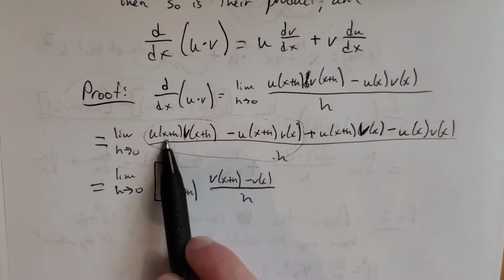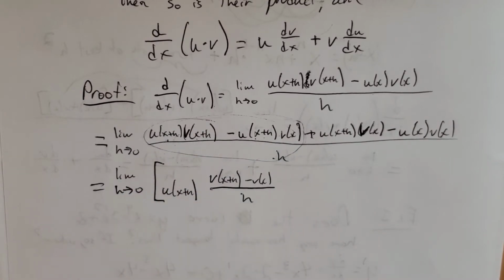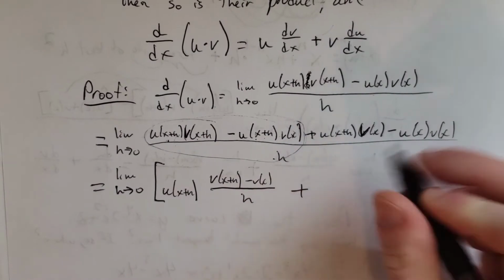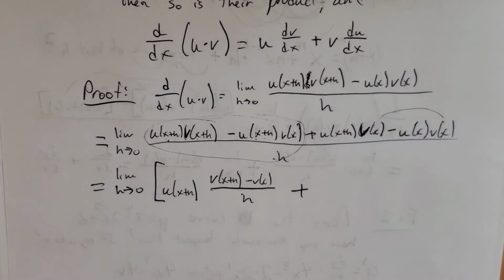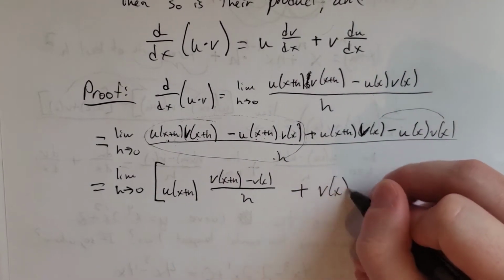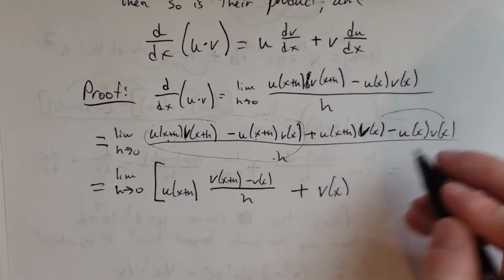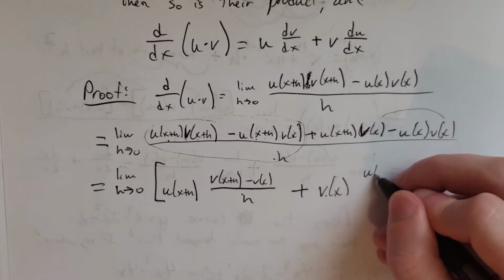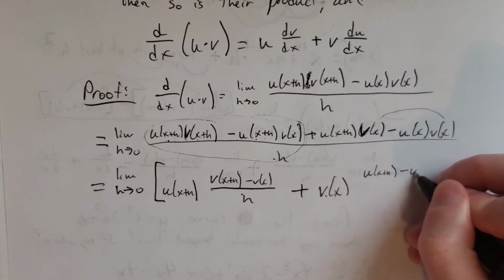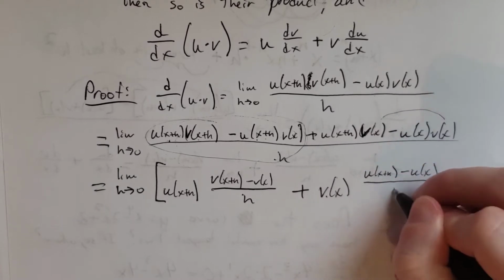Out of this first one, we factor out a u of x plus h. And then over here, we have the other one. But here we have a v of x in both, so we're going to factor out a v of x out of both of these, and then we're left with u of x plus h minus u of x all over h.